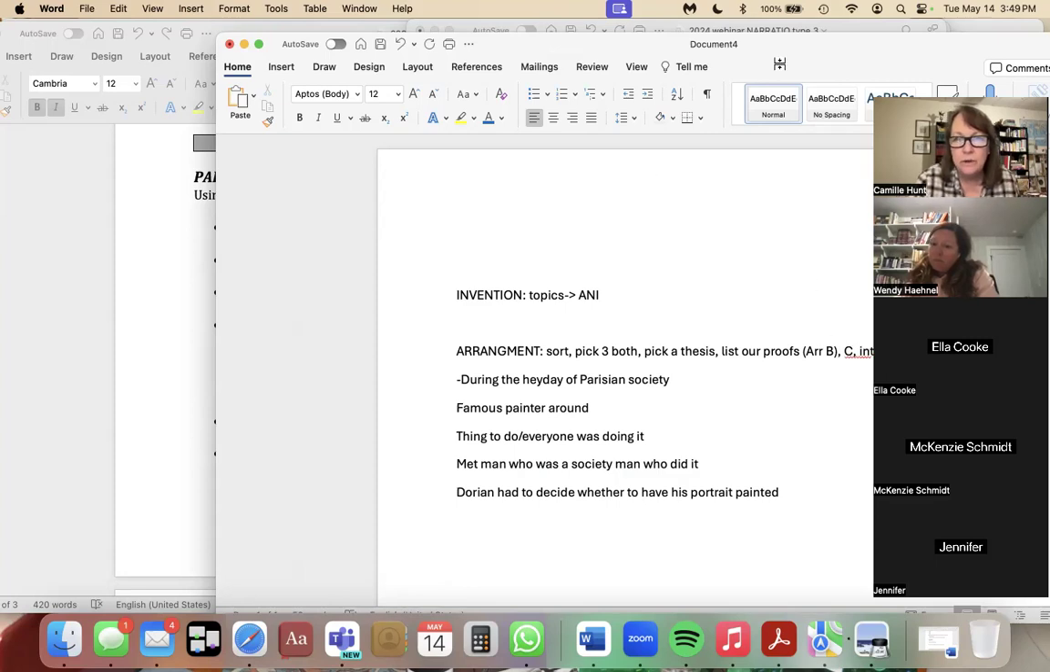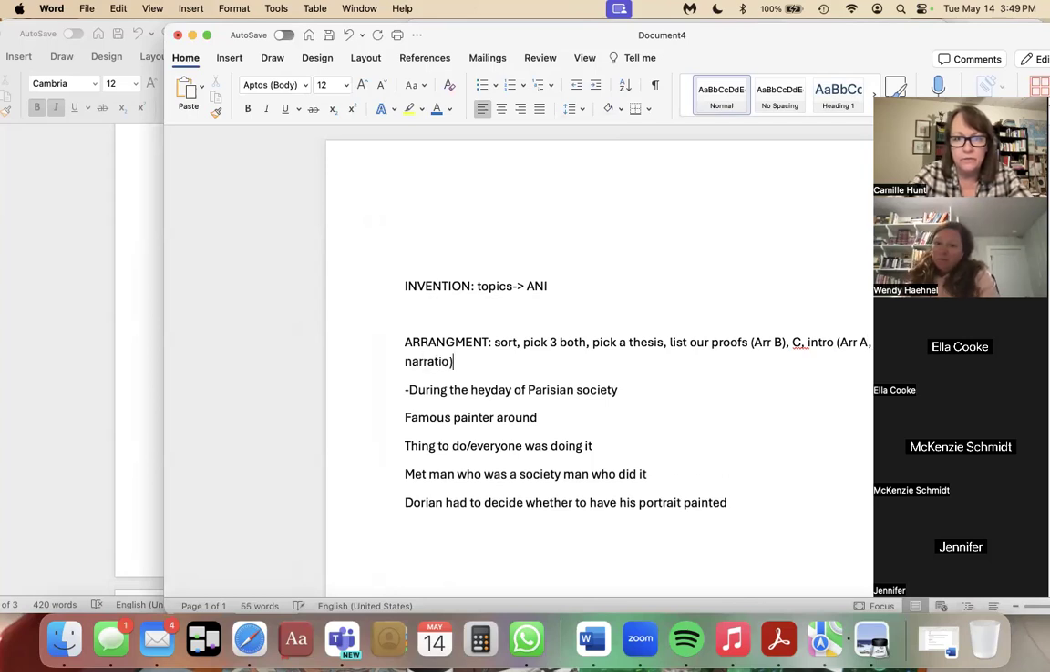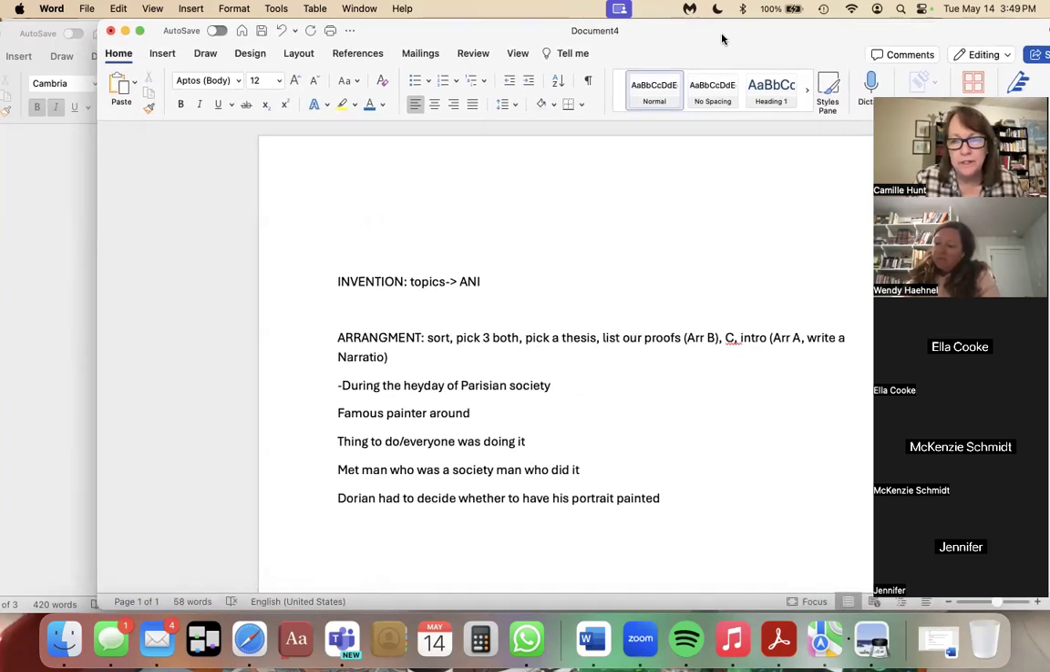And when we reach that point, this would be an arrangement A lesson to write a narratio. We're doing it kind of at the end of arrangement B, really, because that's where the introduction is. And then the last thing we do is write the outline, and then after that we go to elocution.